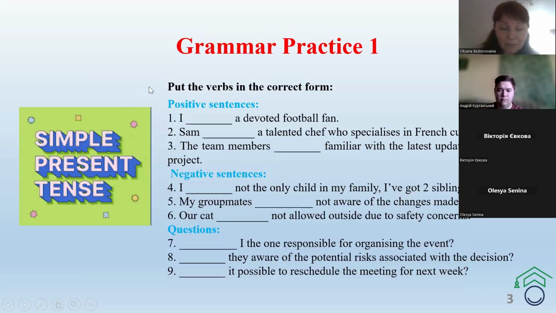Let's use different forms of the verb to be to complete the sentences. There are three types of sentences: positive, negative, and questions. Victoria Yevkova, can you start, please? Can you complete the positive sentences? Yeah, no problem. Positive sentence number one: I am a devoted football fan.